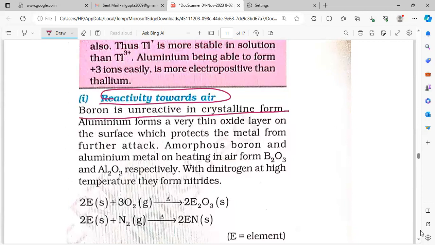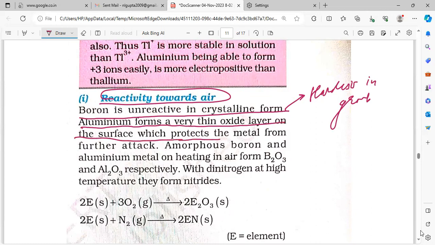Boron is unreactive because it is the hardest one in the group, so it is non-reactive. Next, aluminum forms a very thin oxide layer on the surface which protects the metal from further attack. Al2O3, the oxide, forms, so it also does not react.